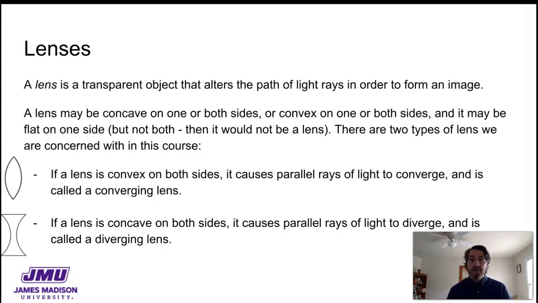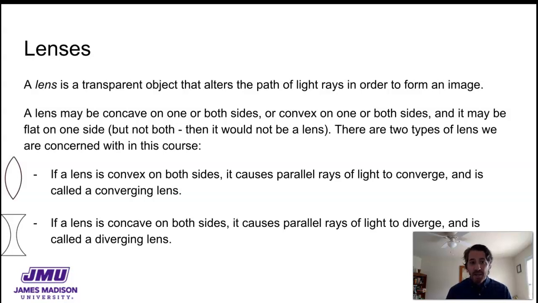Okay, for our conversations, we will be talking about 2 different types of lens. A lens of any type is a transparent object that alters the path of light rays in order to form an image. It does this by using refraction. A lens may be concave on both sides or convex on both sides. Those are the types we will be talking about. There are other types of lenses, and I'll show you that on the next slide.